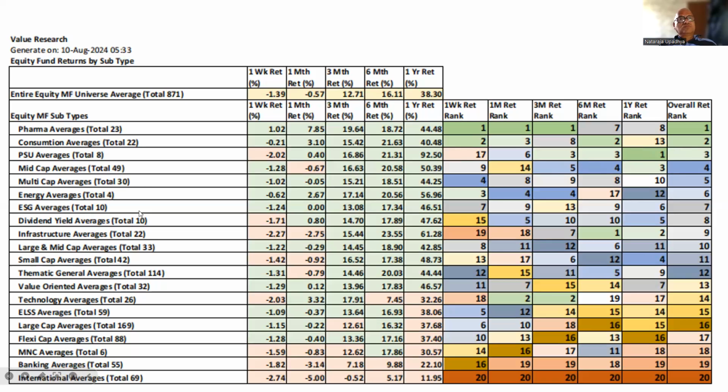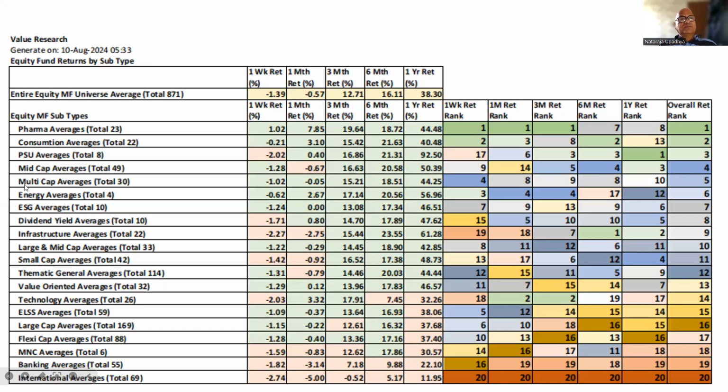I will discuss 2 more such funds in the top. Midcap funds are 4th in place, with 9th place for the week and 14th place for the month. That means recently they have not been doing well, but the 3 months ranking is 5, 6 months ranking is 4, 1 year ranking is 3, and overall ranking is 4.